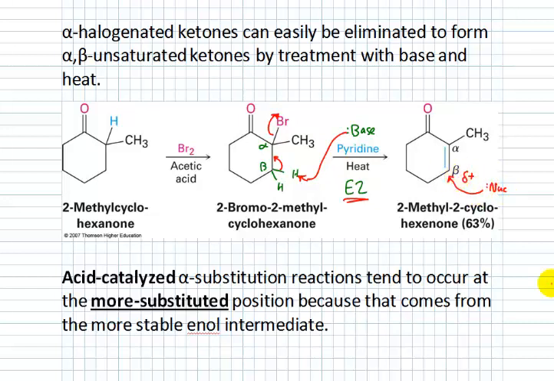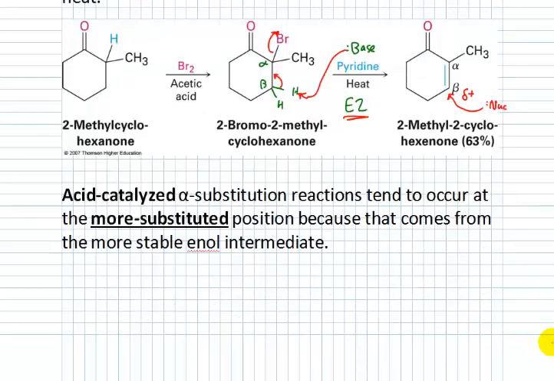If I have an acid-catalyzed alpha substitution reaction, that'll tend to occur at the more substituted position, because that comes from the more stable enol intermediate. If we look, we have 2-methyl cyclohexanone here. There are two possible enols that we could make out of it. We could make the less substituted enol, where the double bond's going away from the methyl, or the more substituted enol, just like that. The one where the double bond is more substituted. This is a tetra-substituted double bond, whereas this one was only tri-substituted.